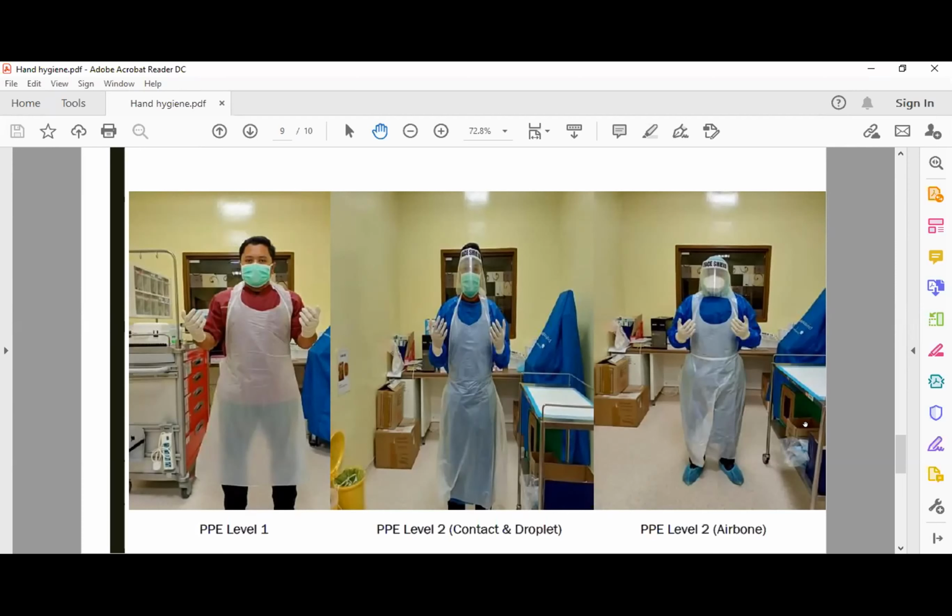And it includes the surgical face mask, goggle or full face visor, full body gown, plastic apron, and glove. For PPE level 2, which is airborne, it is used when there is suspected or confirmed infectious disease of high consequences. And what to wear? It includes N95 mask, head cover, boot or shoe cover, glove, which is double glove, full body gown, plastic apron, goggle, and a full face visor.